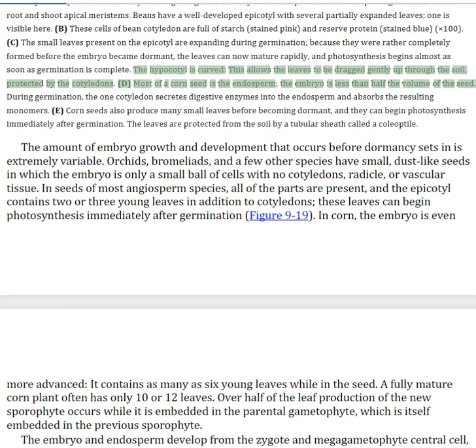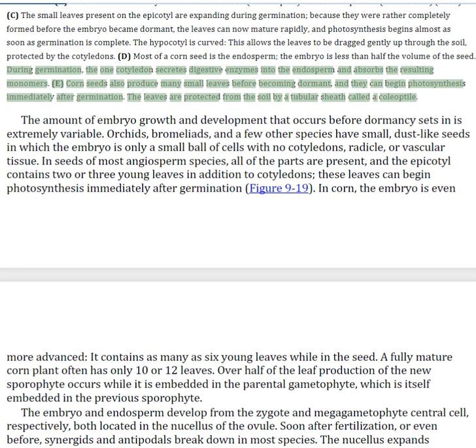Most of a corn seed is the endosperm. The embryo is less than half the volume of the seed. During germination, the one cotyledon secretes digestive enzymes into the endosperm and absorbs the resulting monomers. Corn seeds also produce many small leaves before becoming dormant, and they can begin photosynthesis immediately after germination. The leaves are protected from the soil by a tubular sheath called a coleoptile.